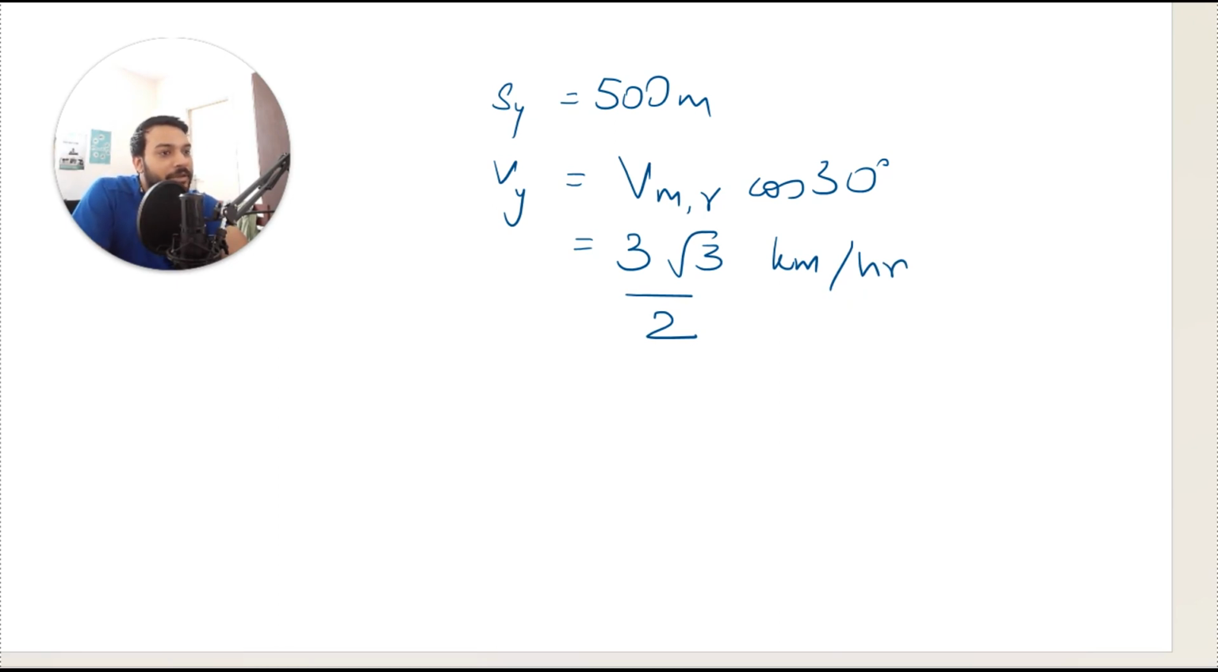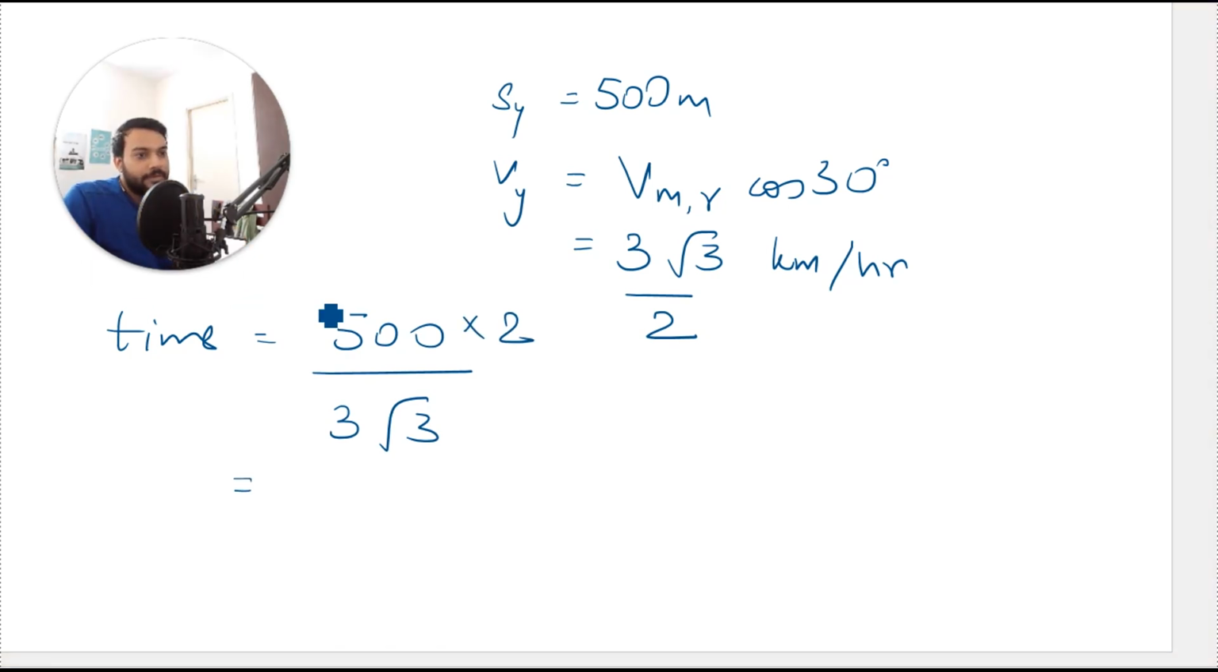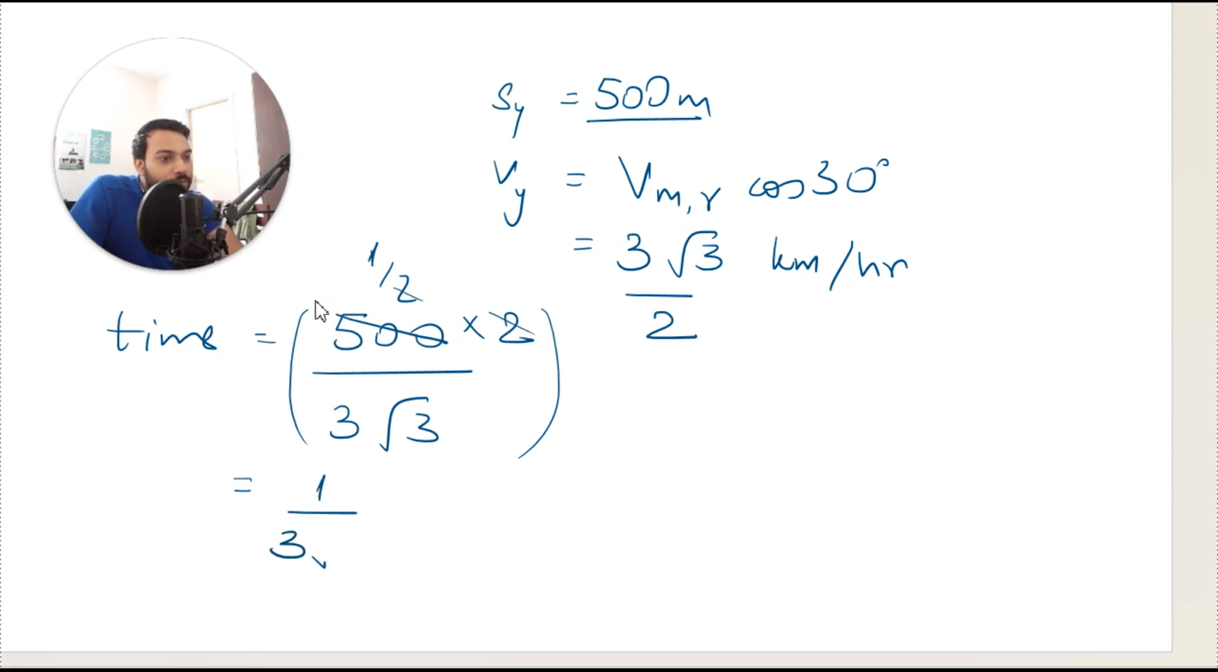And SY is given 500 meters. Very, very simple. Time is equal to SY 500 over VY 3 root 3 over 2. This is going to be the answer. Now this number looks a bit weird. Why is that? Because we have not been consistent in the units. We figured out the velocity in kilometers per hour, but the displacement is in meters here. So instead of this 500, we'll write a 1 over 2. This is 1 over 2 kilometers. So the 2 and 2 will cancel. And we'll have 1 upon 3 root 3 hours. This is the time.